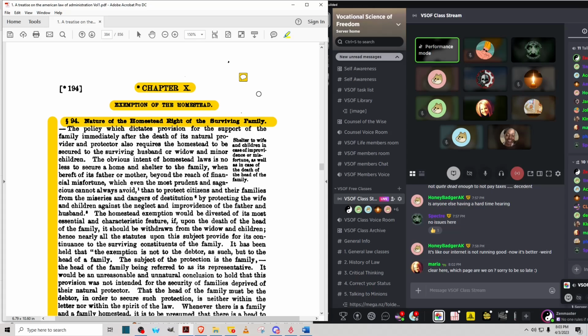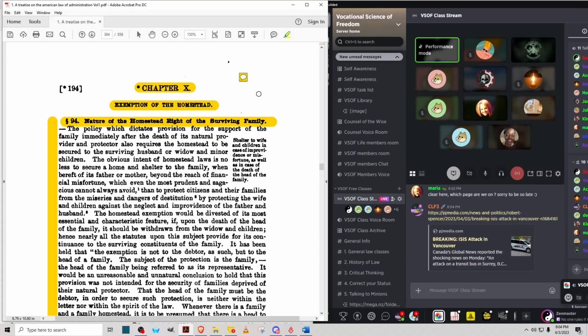Okay, so nature of the homestead right for the surviving family. The policy which dictates provision of the support of the family immediately after the death of its natural provider and protector also requires the homestead to be secured to the surviving husband or widow and minor children. The obvious intent of homestead laws is no less to secure a home and shelter to the family when bereft of its father or mother beyond the reach of financial misfortune, which even the most prudent and sagacious cannot always avoid, than to protect citizens and their families from the miseries and dangers of destitution by protecting the wife and children against the neglect and improvidence of the father and husband.